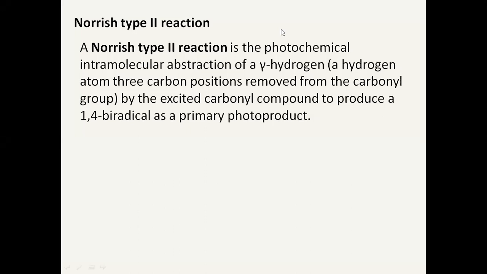It's an example of photochemical reaction. What happened in Norrish type 2 reaction? It's the abstraction of gamma hydrogen that takes place. Gamma hydrogen abstraction is a very famous reaction, just like the McLafferty rearrangement in mass spectrometry.